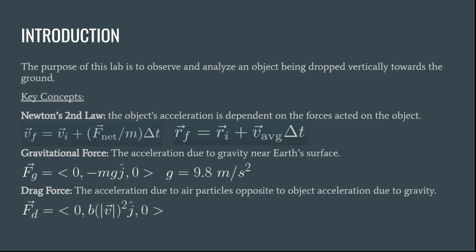Finally, we will look at the drag force, which is the force opposite to that of the gravity force due to the air particles that are hitting the falling object. This force is declared by the drag constant times the square of the magnitude of velocity. The vector form can be seen here as well.